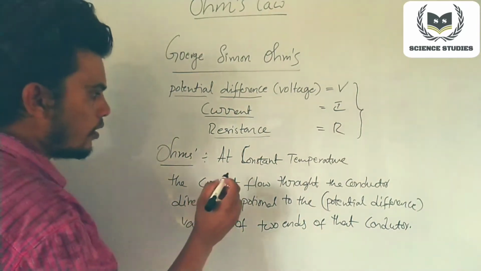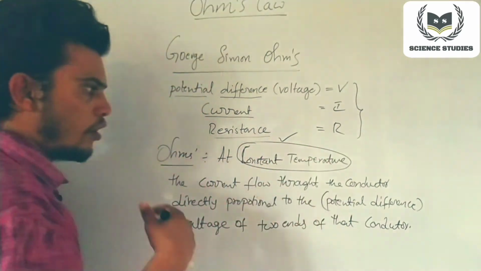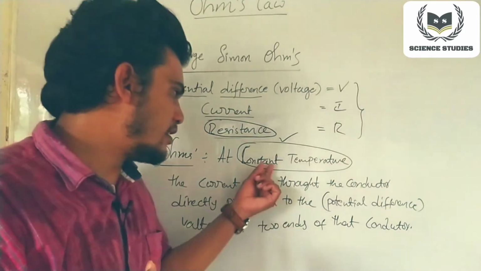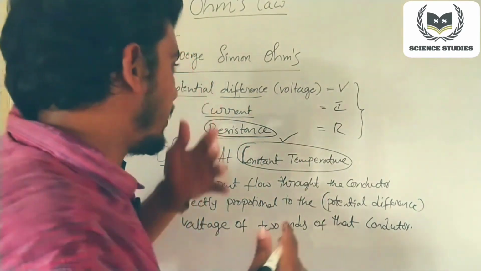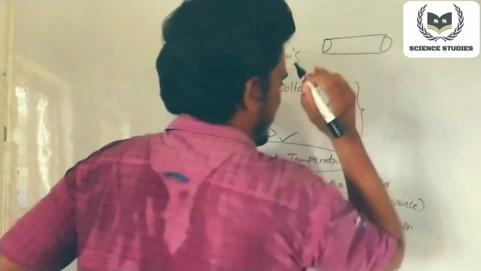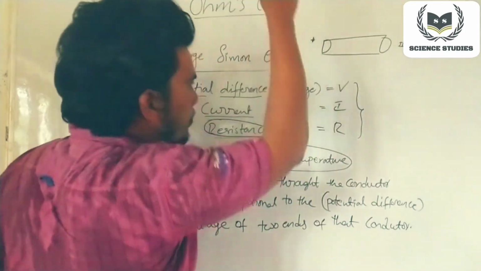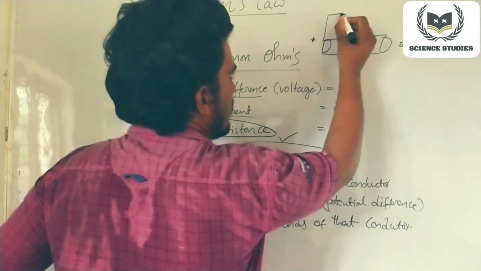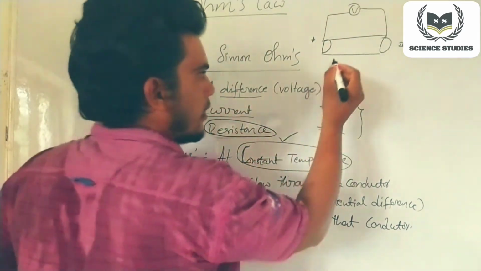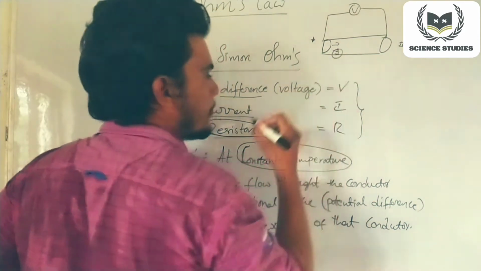Look here. At a constant temperature. Just imagine this constant temperature as a resistance. Why have I taken this constant temperature as a resistance? Because, for example, this is a conductor, and it has a point A and a point B. The potential difference between these two points is called voltage. Already we know. And some electrons flow through this conductor. The flow of electrons is called current I.